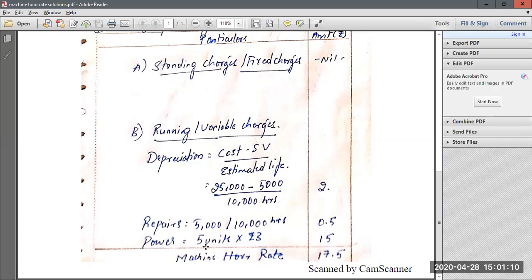Then again power, they are consuming 5 units per hour. That means in order to operate a machinery for 1 hour, it will consume 5 units. And for 1 unit of electricity, they are charging 3 rupees. So 5 units into rupees 3 will give you 15 rupees. So add everything together, your total machine hour rate will be 17.5 rupees.